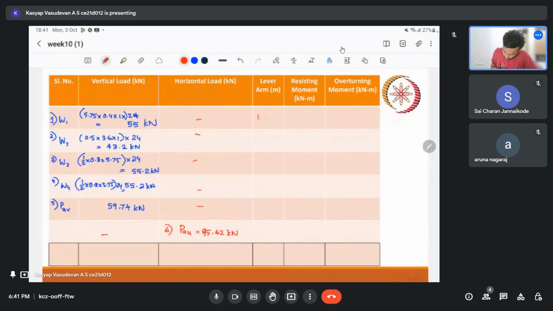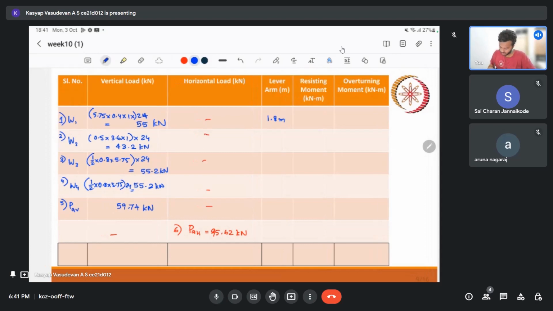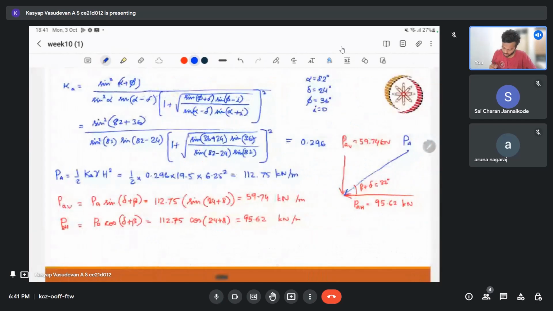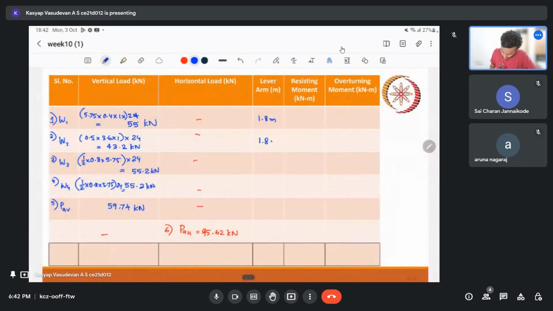So this will be 1.8, oh, sorry, 1.8 meter. And next one, W2 is also in the same line. So my W2 is also this 3.6 by 2, that is 1.8. My W3, that is this triangle.